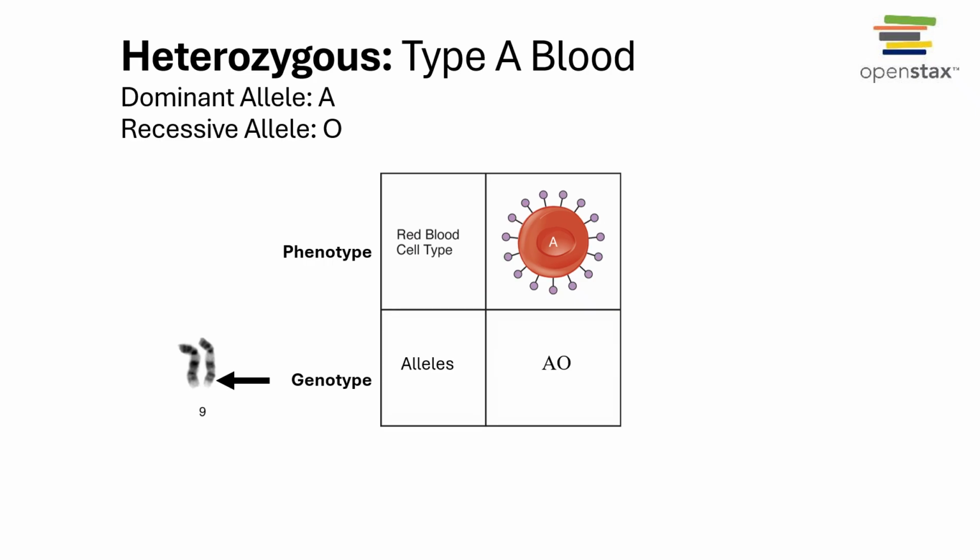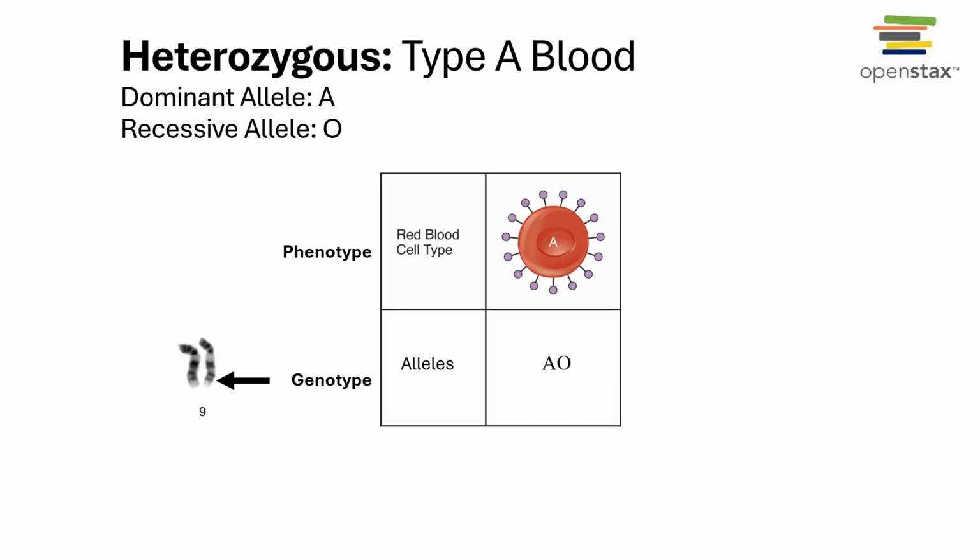An individual that has two different alleles for a gene is described as heterozygous. Here we see the heterozygous genotype with one A allele and one O allele. The interaction between alleles determines which phenotype is expressed. A dominant allele is expressed even when only one copy is present. Dominant alleles can mask the expression of recessive alleles. Sometimes this masking is incomplete, but in many cases, the dominant allele determines the phenotype.